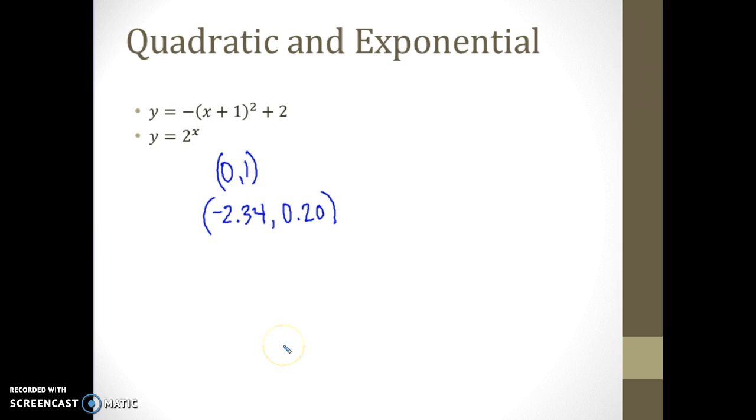All right, so that's easy on the calculator. You just go second trace 5, enter, enter, enter, and you just have to do it more than once if you have more than one intersection. So the calculator does all the work for you.